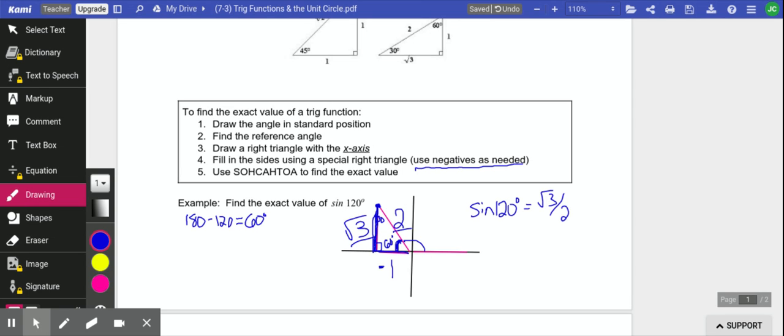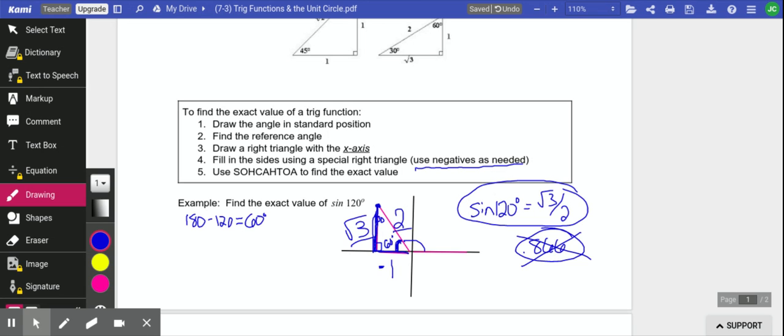Now, if you put that into your calculator, and remember you can use that Desmos scientific calculator if you left yours somewhere at school, sine of 120, your calculator is going to say 0.866. If you take the square root of 3 and then divide that by 2, it is going to tell you 0.866. But we don't want this anymore. We want the exact value.